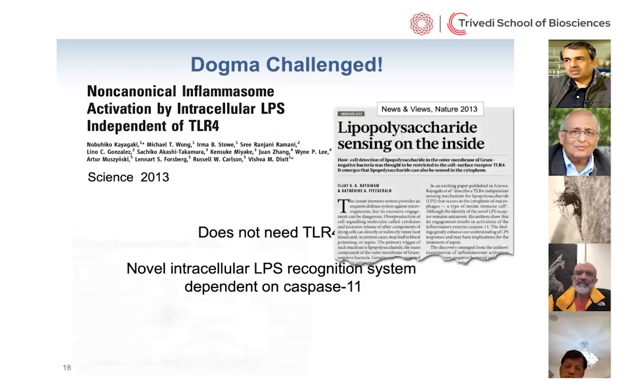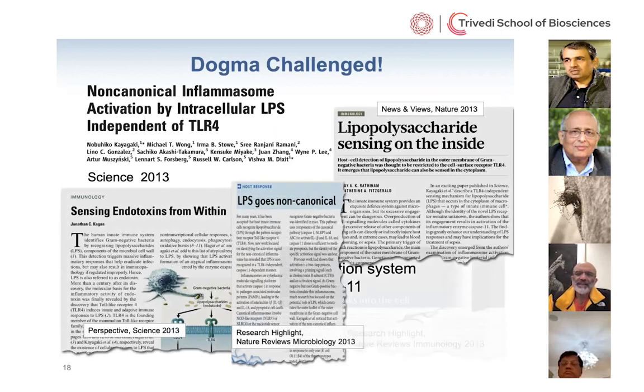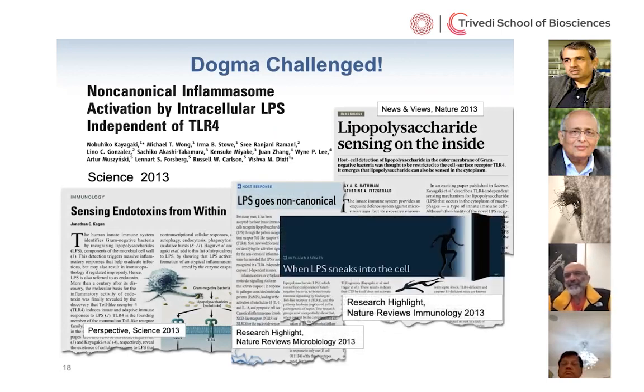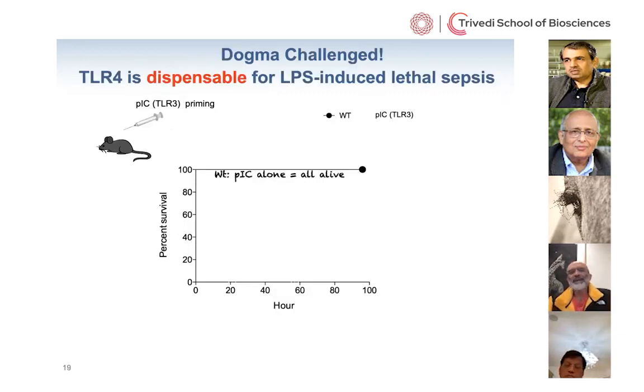And this was met with a lot of surprise in the community because they said, hey, didn't we just give the Nobel Prize for LPS sensing and now there's another pathway? What's happening? How are these experiments being done? Well, how did we do the experiment? How did we challenge dogma?